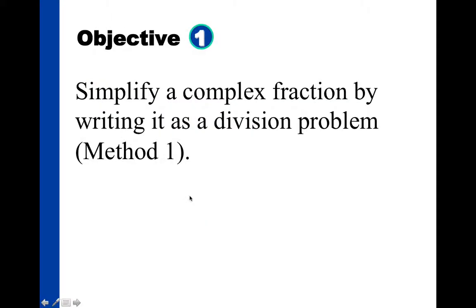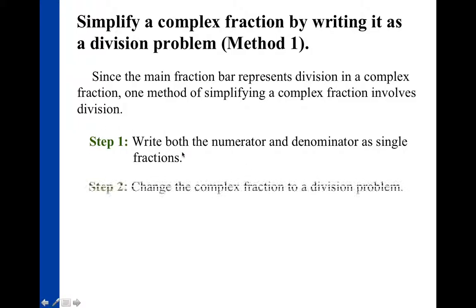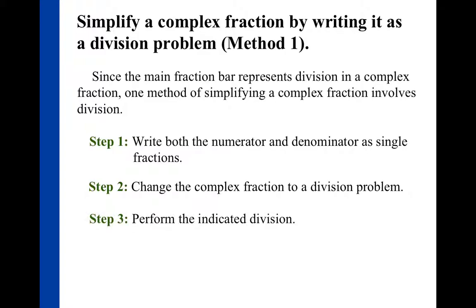The first method is we're going to write it as a division problem. Since the main fraction, the big one, represents division in complex fractions, what we're going to do is change that big division into a multiplication and flip the bottom fraction. Division, change to multiplication, flip. First, write it as a single fraction, which means we might have to find common denominators. Then change the big fraction bar to multiplication and go ahead and multiply. Perform the indicated division.